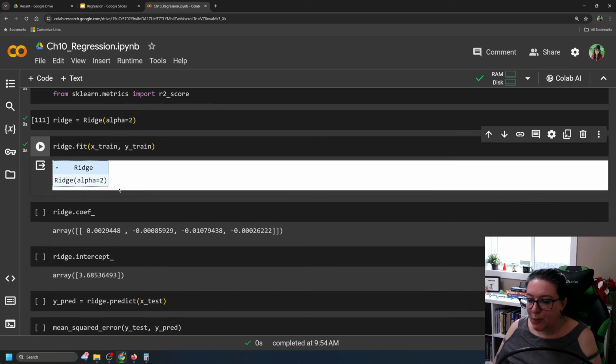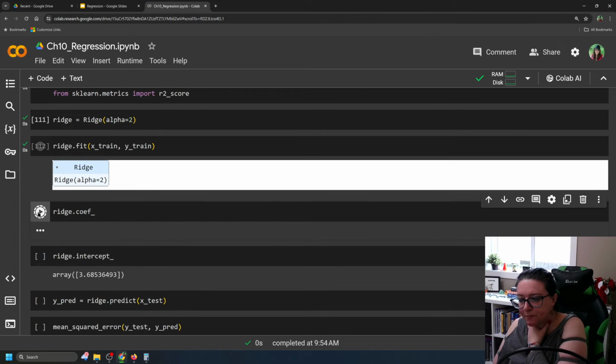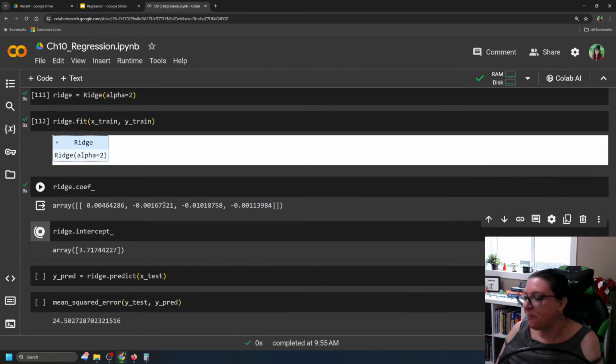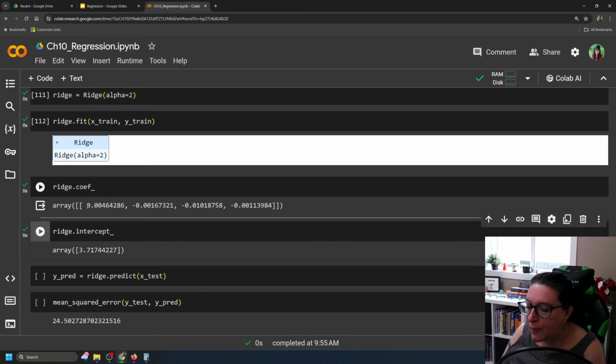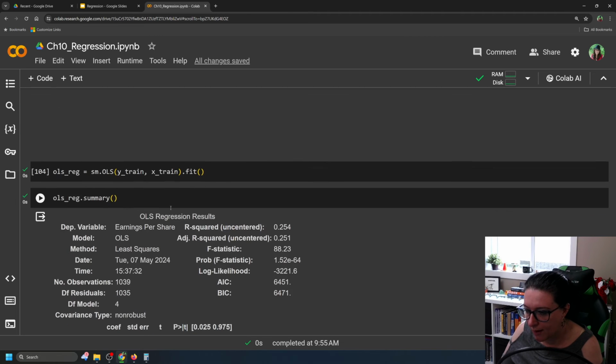And then what we can do is we can find the coefficients, we can find the intercept. And so here we look at our coefficients, 0.0046, 0.0016. Just go back.